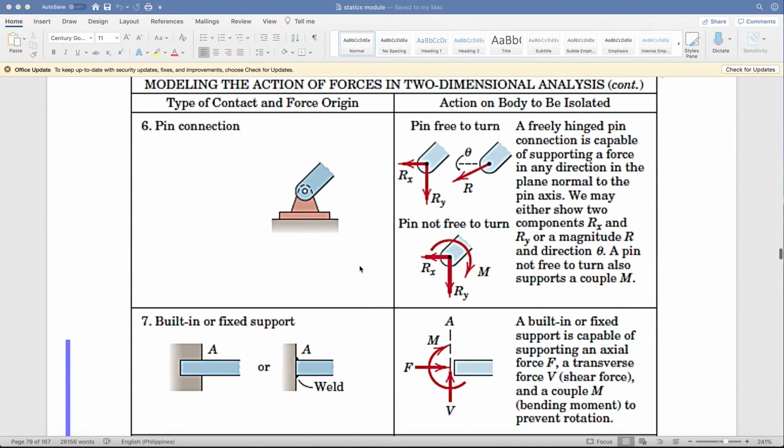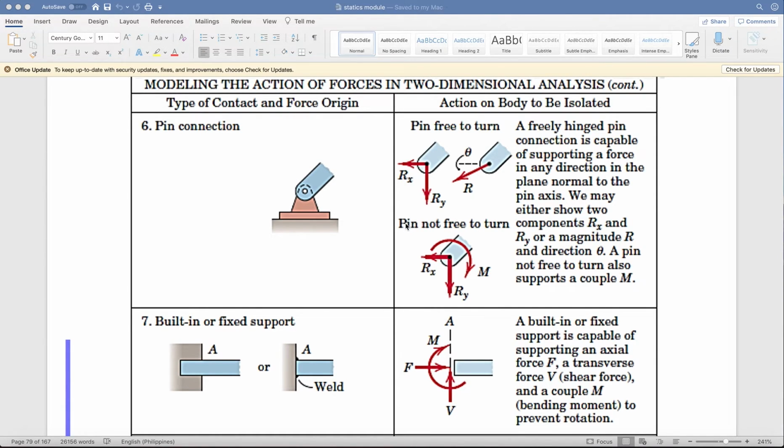Next, if it is a pin connection, it has two reactions. You have a reaction along the x-axis and a reaction along the y-axis. A freely hinged pin is capable of supporting a force in any direction in the plane normal to the pin axis. We may either show two.